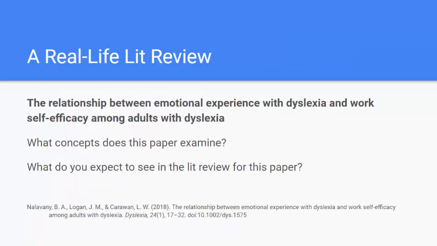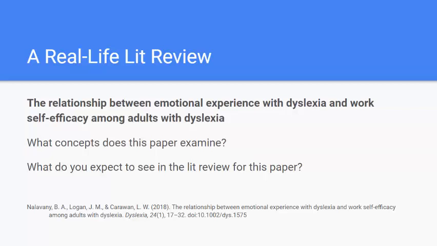This article is called The Relationship Between Emotional Experience with Dyslexia and Work Self-Efficacy Among Adults with Dyslexia. And like so many academic articles, it has a very long, dense title, but it tells us what we need to know. Looking at this title, let's think about what concepts this paper examines. I think the really major concepts here are probably going to be dyslexia and self-efficacy.